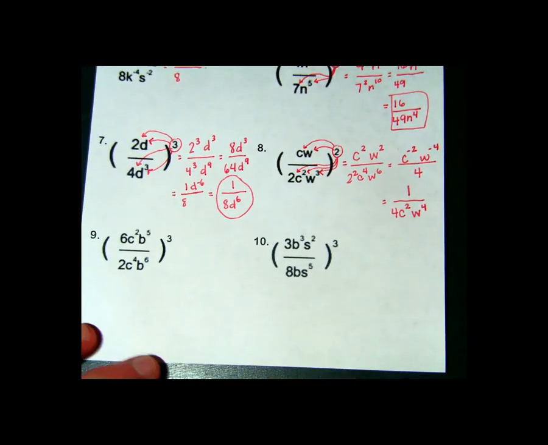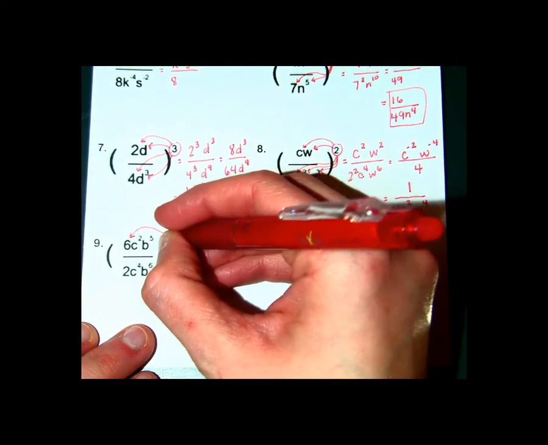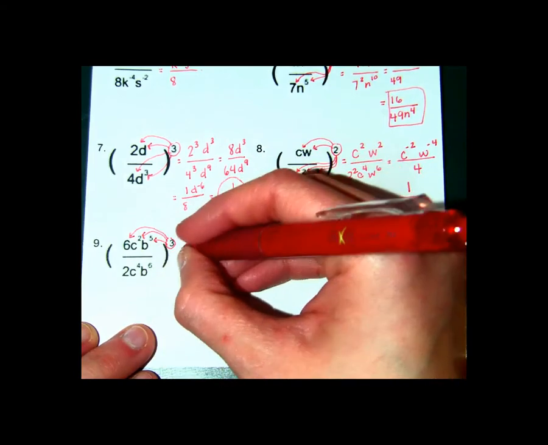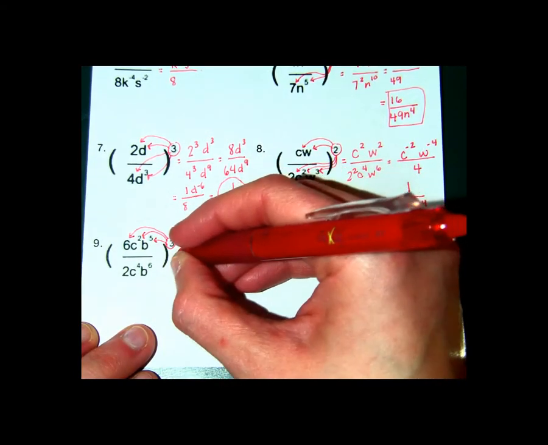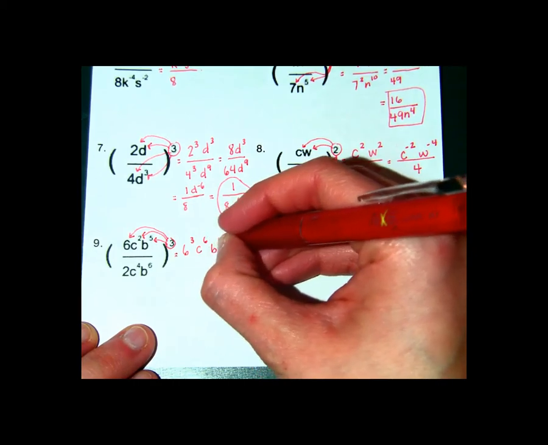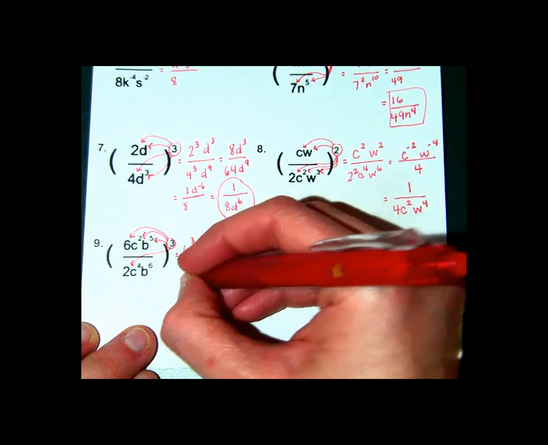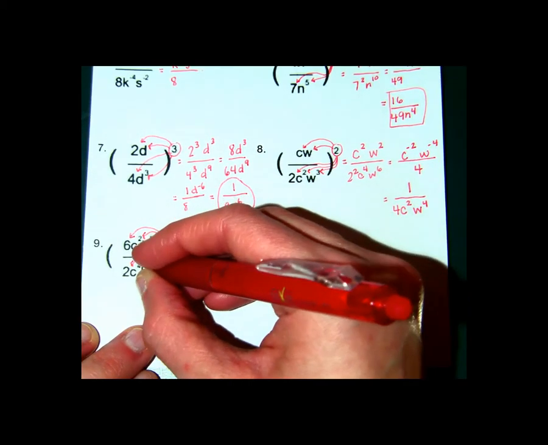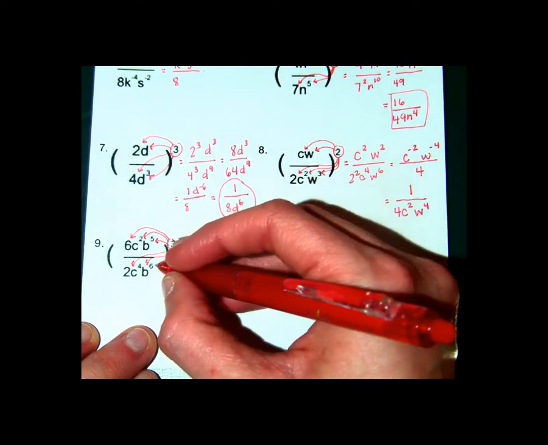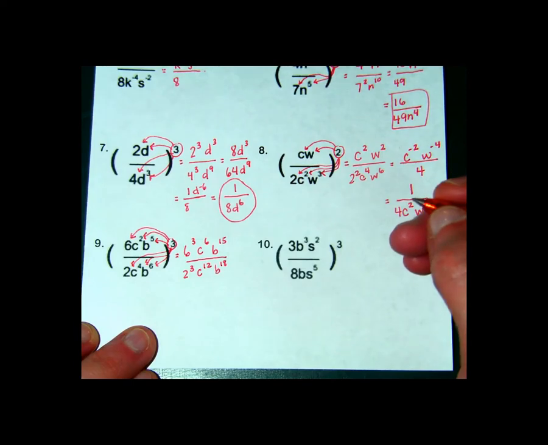Last 2, these will take a few more minutes as well, because we're starting to get even bigger numbers. More stuff going on here. 6 to the 3rd, C to the 6th, B to the 15th, over 2 to the 3rd, C to the 12th, B to the 18th. Okay.